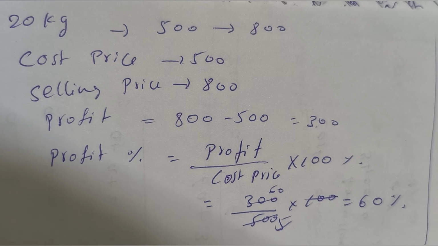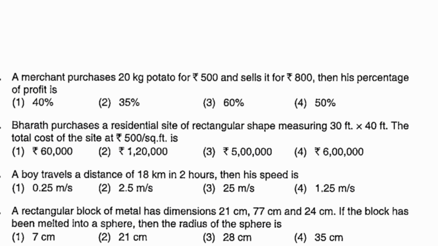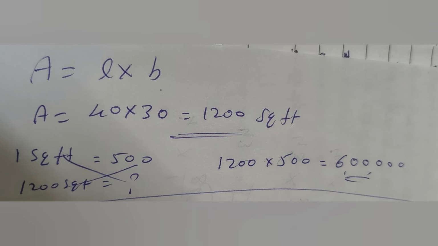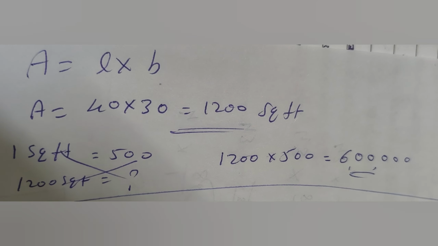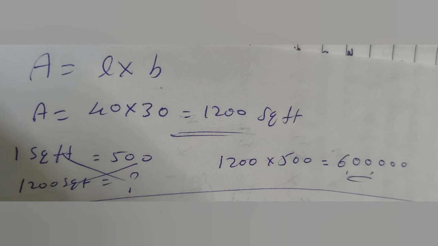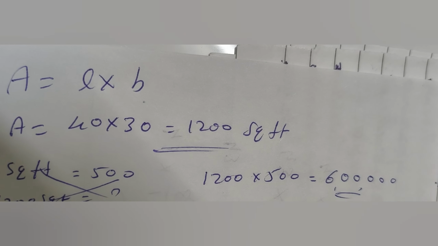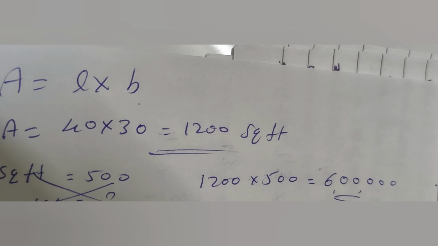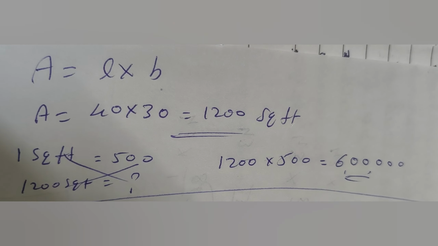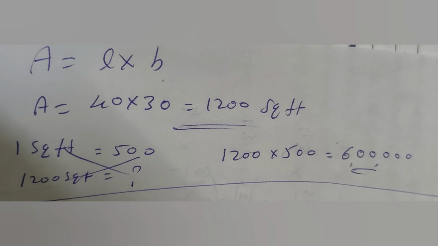Bharat purchases a residential site of rectangular shape measuring 30 feet into 40 feet. The total cost of the site at rupees 500 per square feet is? So the area is length into breadth, so we will get 1200 square feet. For 1 square feet, rupees 500. Then for 1200 square feet, how much? So cross multiplication, you will get 6 lakh. The option 4.